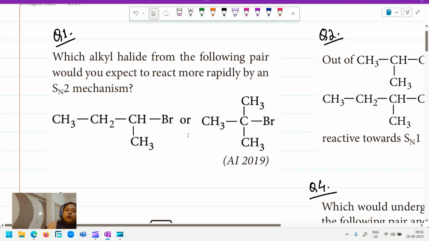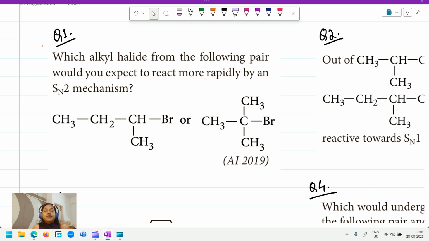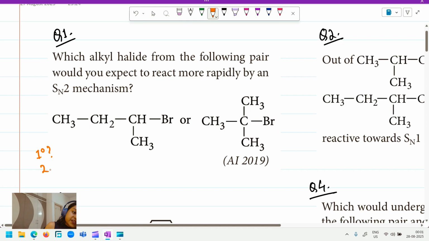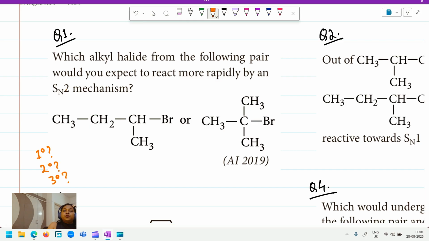So this is question one for you on the screen. This is for people who are struggling with figuring out which molecules would react to SN2 faster or SN1 faster. Look at the degree of carbocation. Is it a primary? Is it a secondary? Is it a tertiary? And then try to figure stuff out. So the question asks you which would react rapidly through SN2. The first molecule that we have and the second molecule that we have.